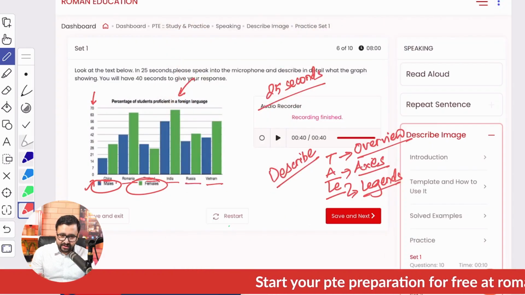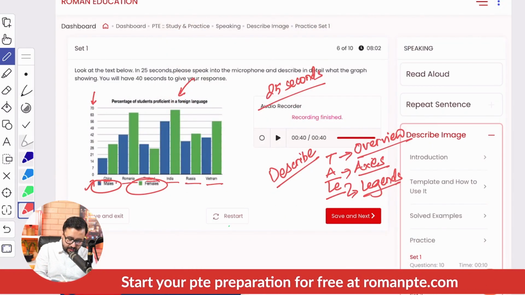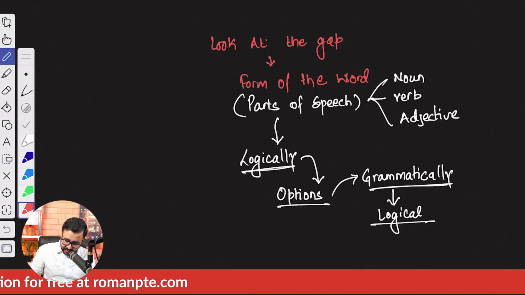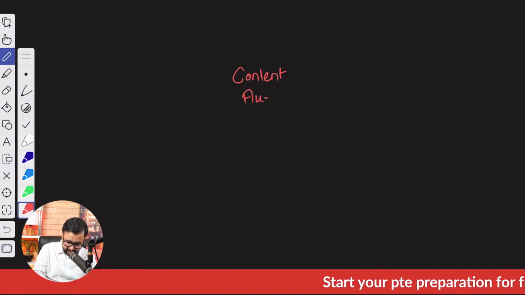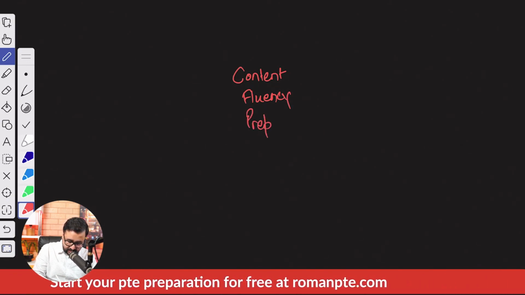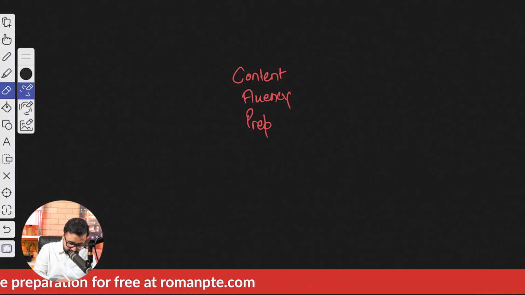And the reason for that is the scoring criteria. Because in the scoring criteria, what Pearson has mentioned is they will look into three things. Those three things are: first, content; second, fluency; and third, pronunciation.